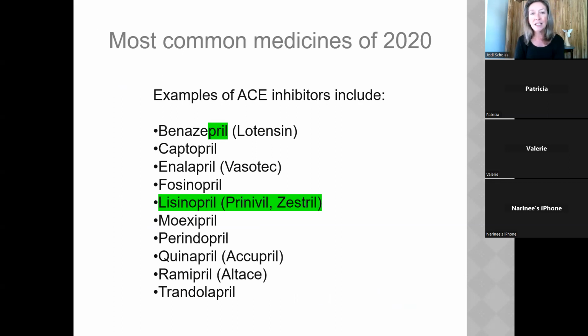So back to ACE inhibitors. Wanted to show you something here about ACE inhibitors. Our ACE inhibitor is Lisinopril. But look at all the ACE inhibitors. They're all pril, right? Pril. Now, the brand name may not be, but our ACE inhibitors are all pril. We're normally tested on the generic name.